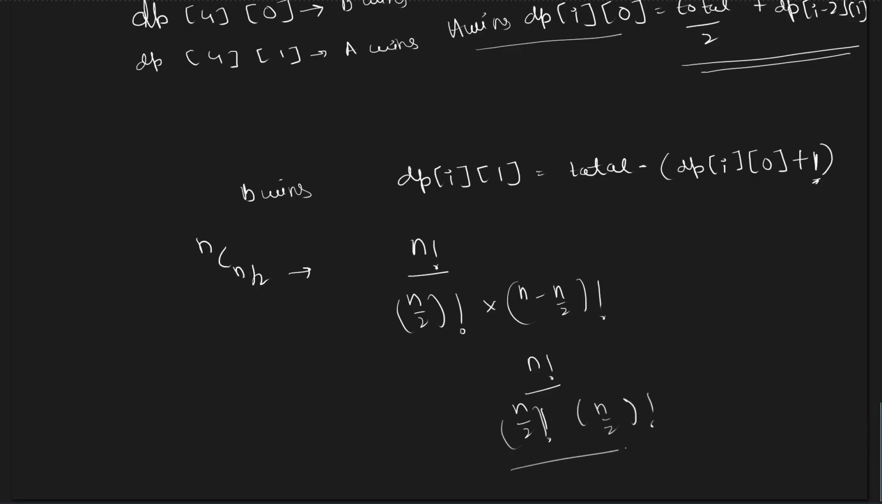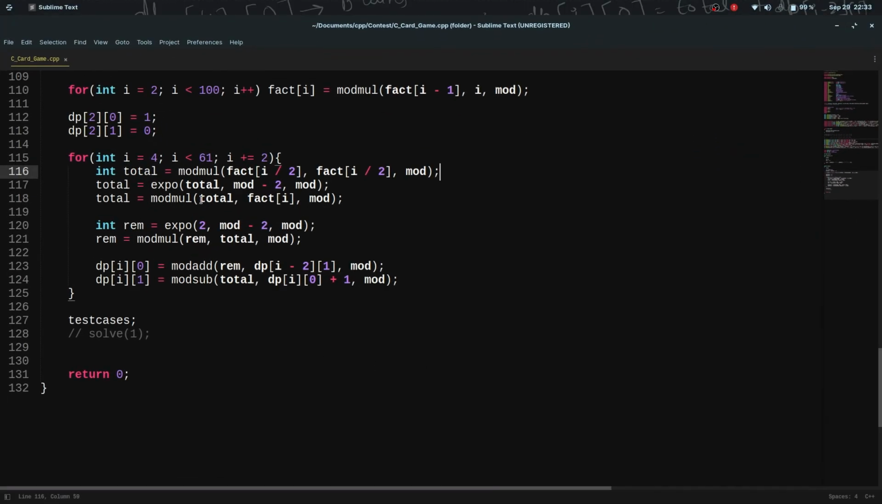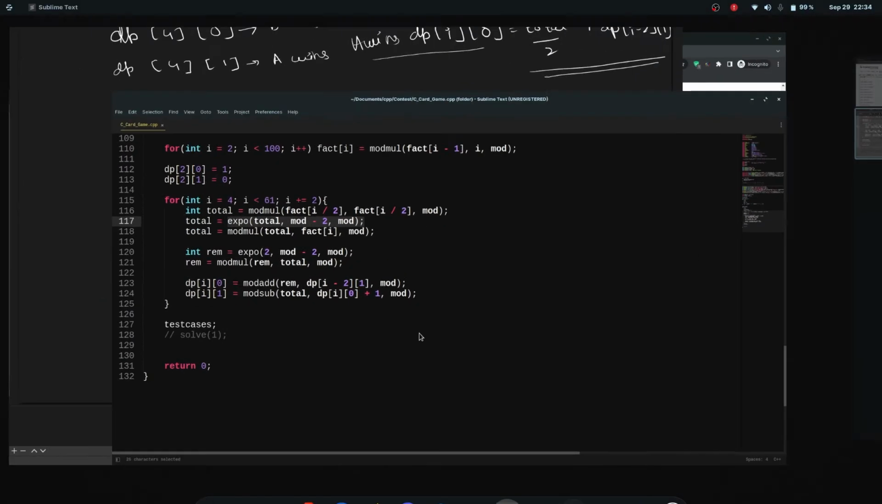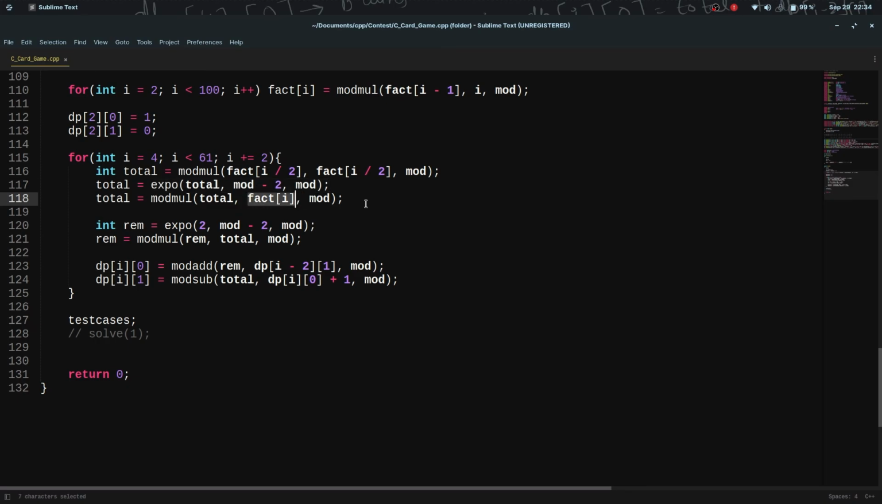So this is exactly what I am calculating here. I am taking the factorial of I by 2 into the factorial of I by 2, multiplying it according to the mod, and taking the modulo multiplicative inverse of this value. I am taking total, which is this value, to the power mod minus 2. So I am just taking the modulo multiplicative inverse of n by 2 factorial into n by 2 factorial, and finally multiplying it with n factorial. Then I calculate the remaining values as total by 2.